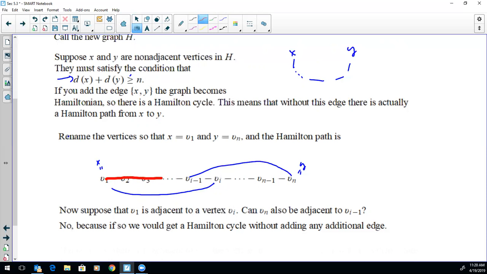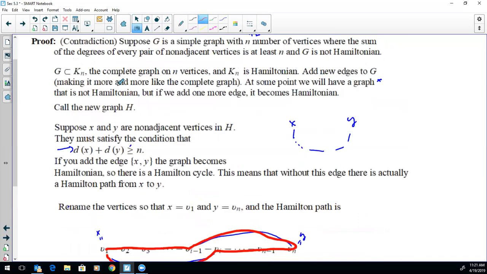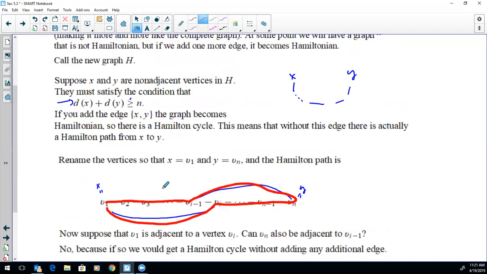To V2 to V3 to Vi minus 1. Then I would take this edge to Vn. Then from there I'd go n minus 1 down to Vi and take this edge from Vi to V1. Okay. And what I would have when I did that was a Hamilton cycle without having added that edge. And that's a contradiction because we have set things up so our new graph is not Hamiltonian without an additional edge, and I didn't have an additional edge.